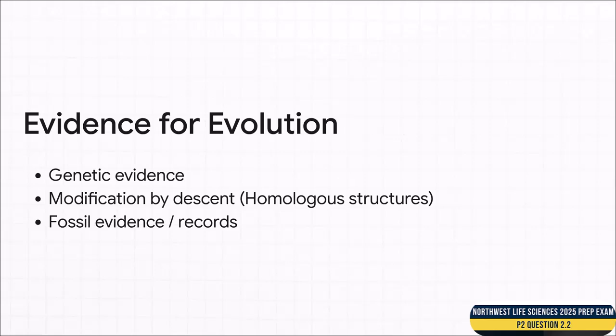And look, the marking guidelines are super clear about what they want. You can go with genetic evidence, modification by descent, and it's always a good idea to pop homologous structures in brackets there. And of course, the big one, the fossil record. Name any 3 of those and you've just bagged another 3 marks, just like that.